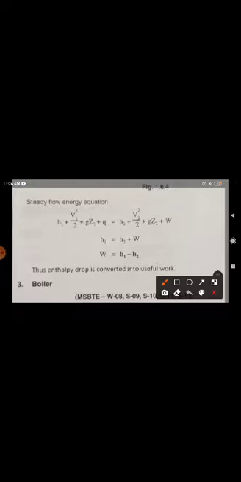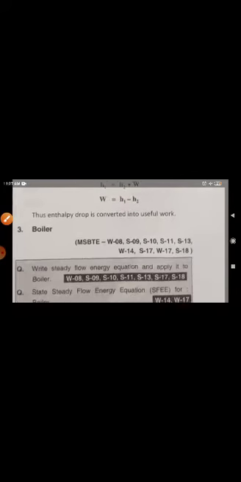Here is the steady flow energy equation, in which, as there is no change in velocity or kinetic energy, it gets cancelled. There is no change in potential energy, so it is also 0. There is no heat transfer, therefore Q will be 0. Let's write the remaining equation for work transfer. Work is equal to what? H1 minus H2. So this is the formula we get from the steady flow energy equation for the steam turbine.